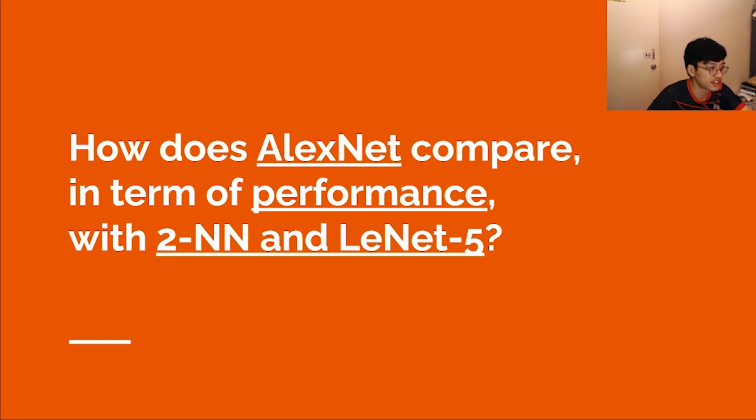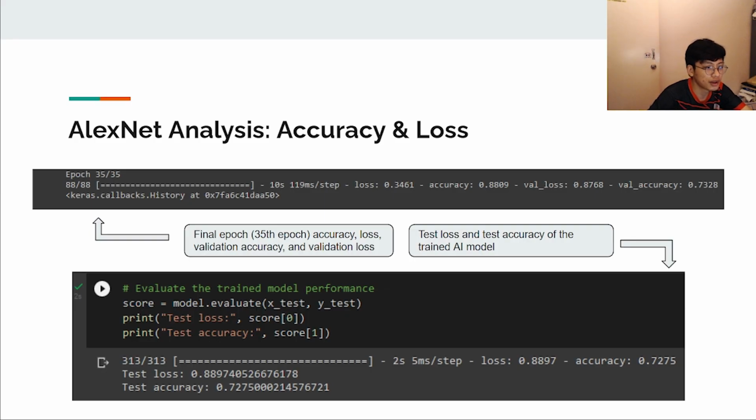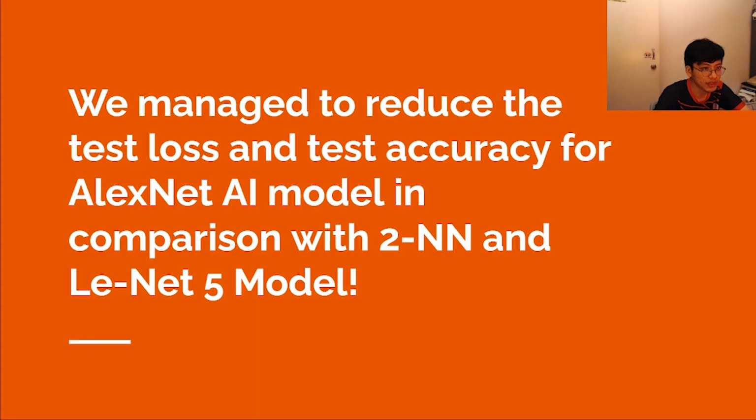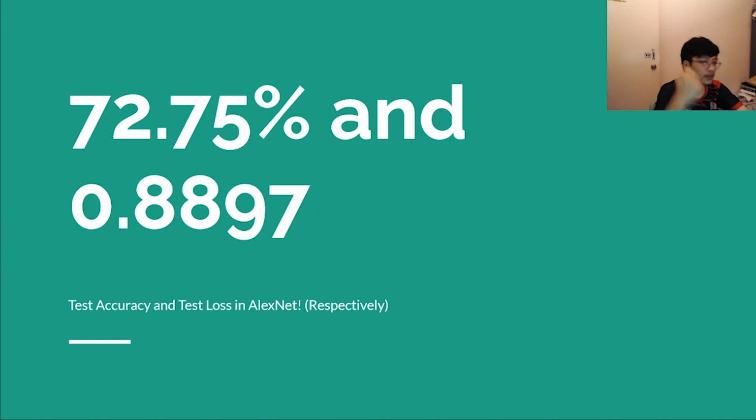So the big question is how does AlexNet compare in terms of performance with the two-layer neural network and LeNet-5 AI models? As you can see, we have higher accuracy, lower loss, higher validation accuracy, and lower validation loss on the final epoch of AlexNet's model training. And then when we run through the testing, we get lower test loss and higher test accuracy from the AlexNet model in comparison with those other two. These are the numbers, respectively.